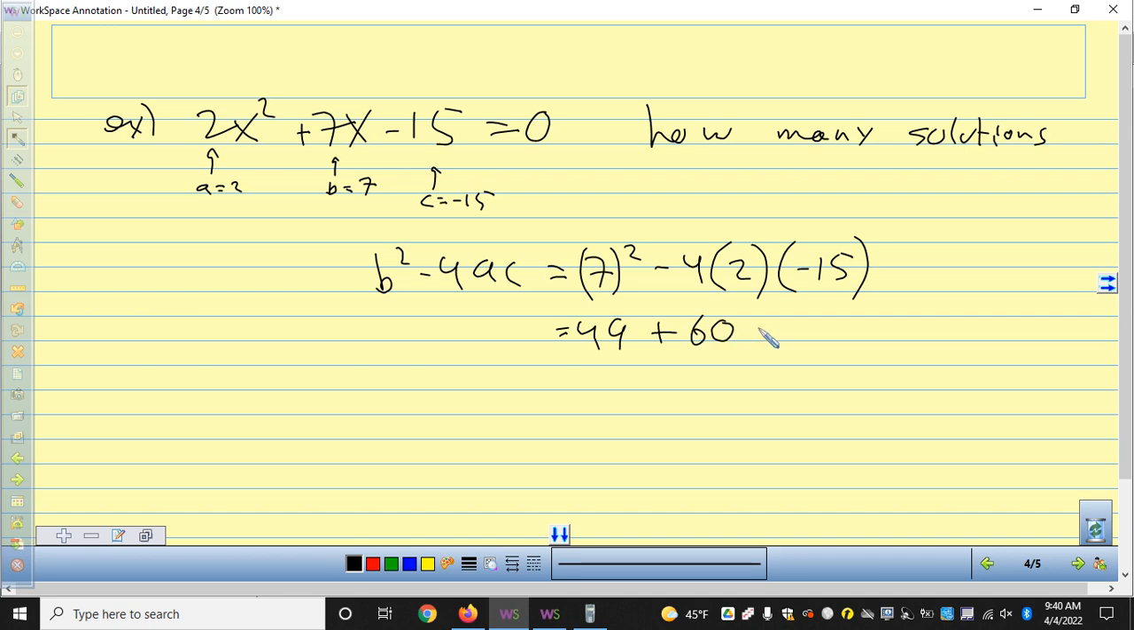Well, is that bigger than 0? Yeah, we're adding 2 numbers together. It's greater than 0. It doesn't really matter what it is. All that matters is is it bigger than 0? Does it equal 0 or less than 0? So this tells us we have 2 solutions.